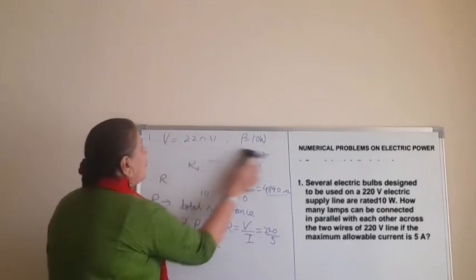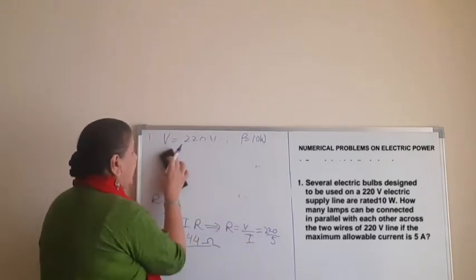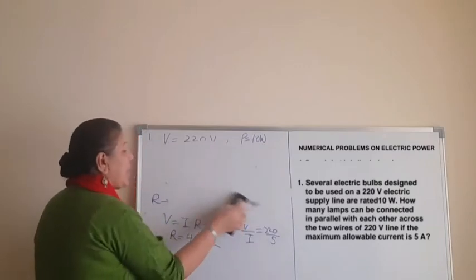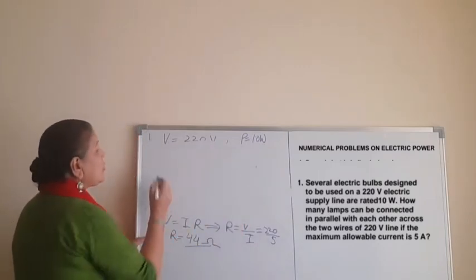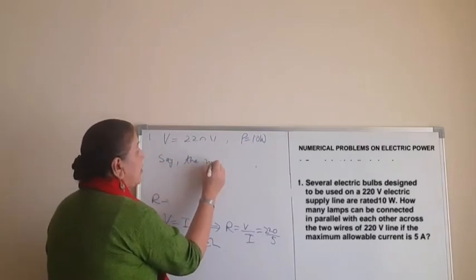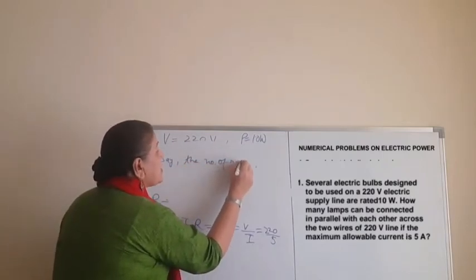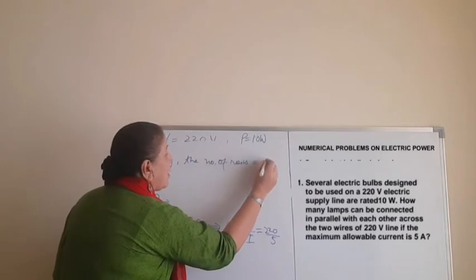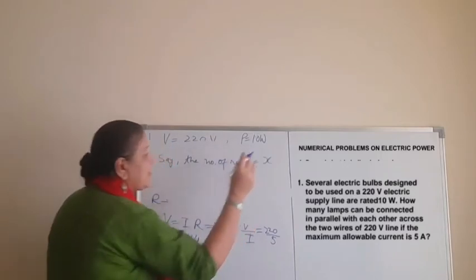So what I am going to do now, on this side you can see the numerical problem. Say the number of resistances are X. Say we have X number of resistances. We have to find the number of resistances now.